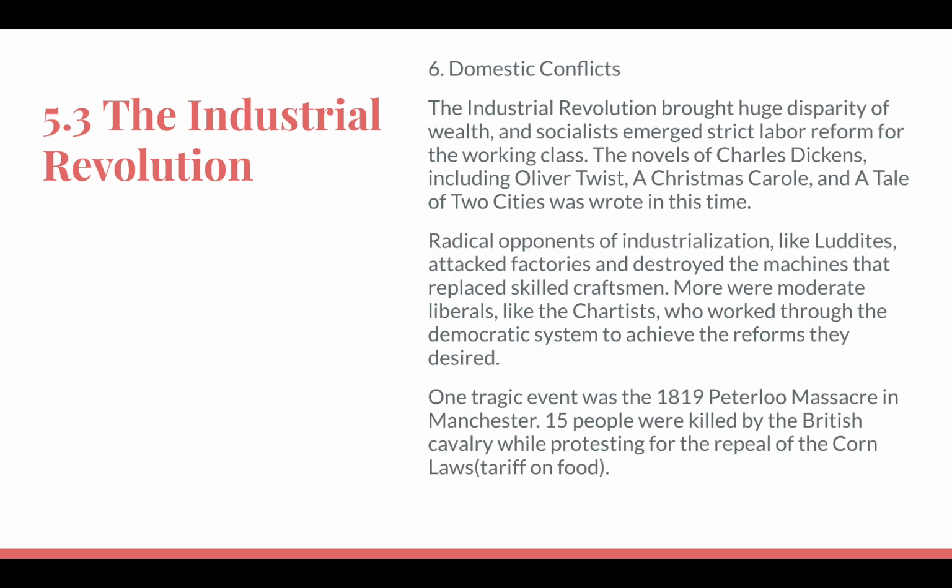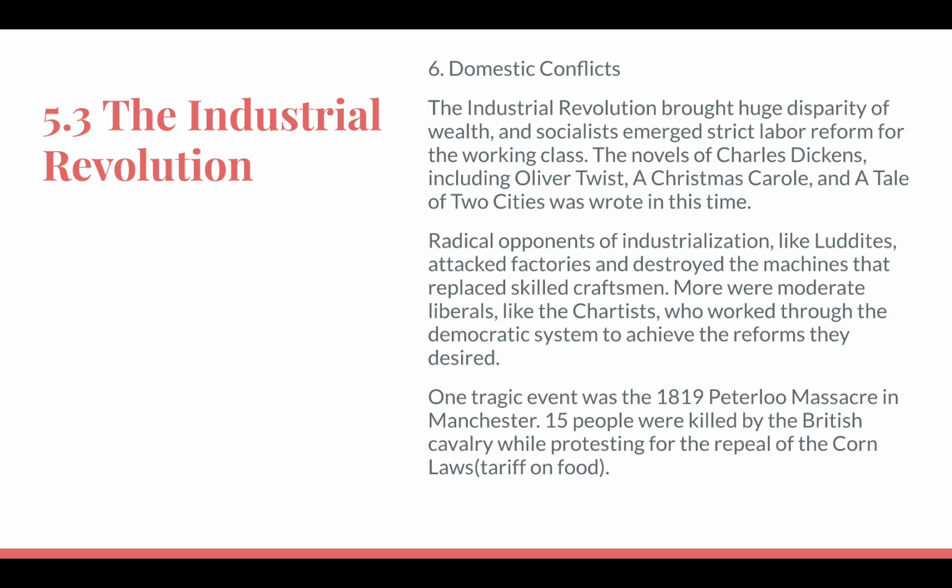On the domestic front, the Industrial Revolution brought a huge disparity of wealth, and socialists emerged, demanding strict labor reform for the working class. The novels of Charles Dickens, including Oliver Twist, A Christmas Carol, and A Tale of Two Cities, were written in this time. Radical opponents of industrialization like the Luddites attacked the factories and destroyed the machines that replaced skilled craftsmen. More were moderate liberals, like the Chartists, who worked through the democratic system to achieve the reforms they desired.